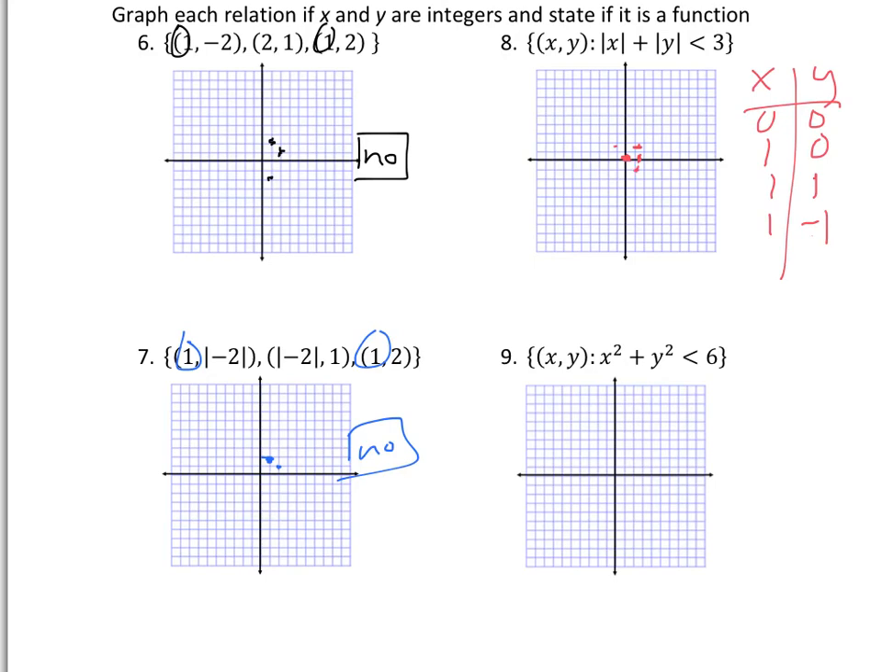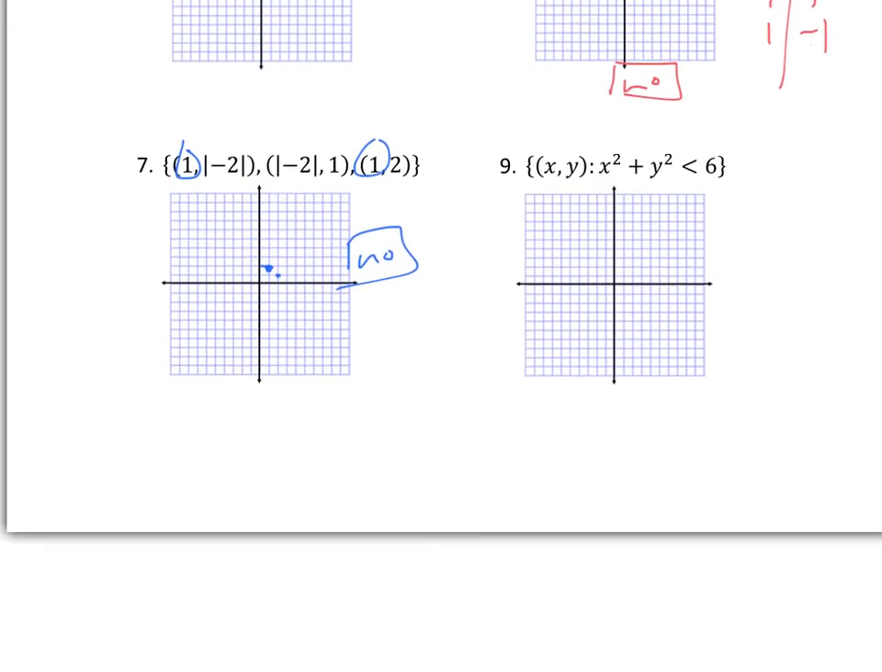You'll actually be able to create this whole box around here with your t-chart. All these points work just fine, and your graph is going to look like that. Is it a function? It's obviously not a function. No.